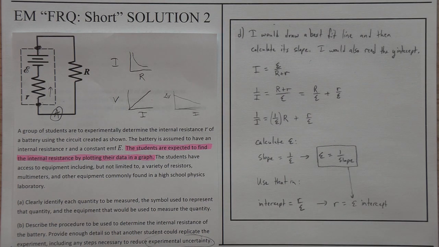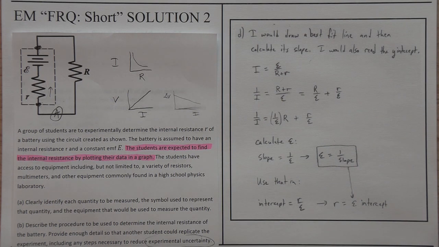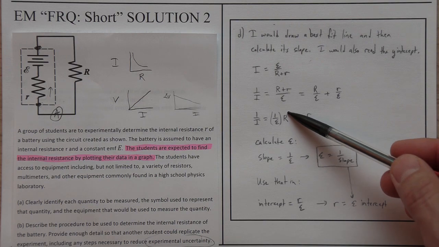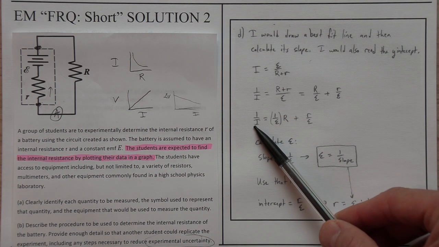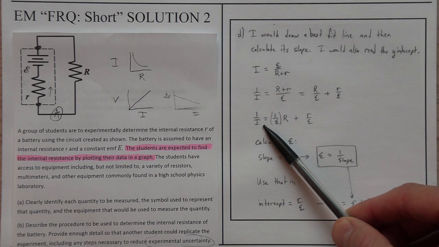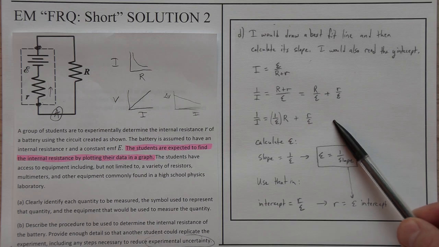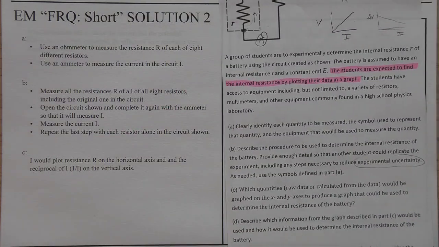So there's the thinking. Now that I know where I'm going, I can start coming up with a procedure where I'm going to be measuring the resistance R, measuring the current, creating a data table, and making a third column of 1 over I to get a straight line like this. Okay, so now, knowing that, let's write out the procedure.